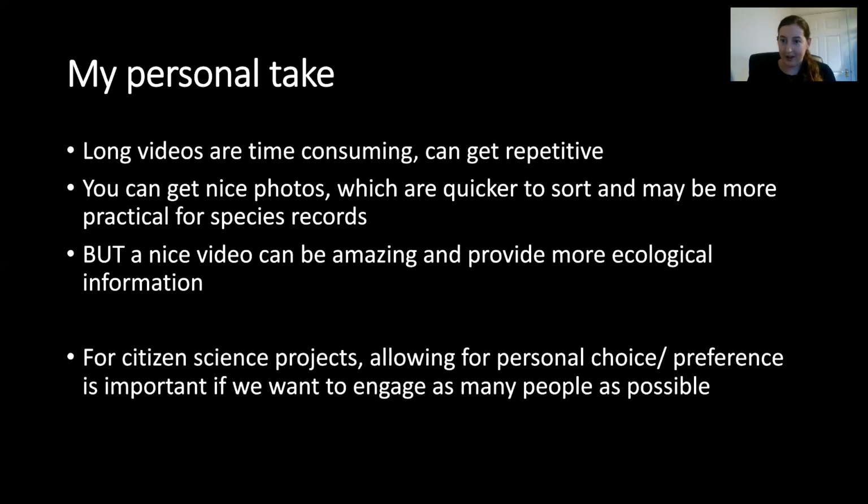However, when you do get a nice video, it can be really engaging, it can be really exciting, you can see really interesting behaviours, they are really fun, and they can sometimes provide us with more ecological information. So for example, trying to ID to individual level or showing particular behaviours. And for citizen science projects, I think it's really important to allow for personal choice or personal preference, as we're trying to engage as many people as possible to get involved in the project. So if we can have that flexibility and allow both photos and videos, then for me, I think that's a really good thing.